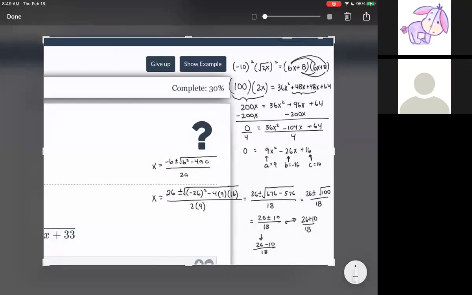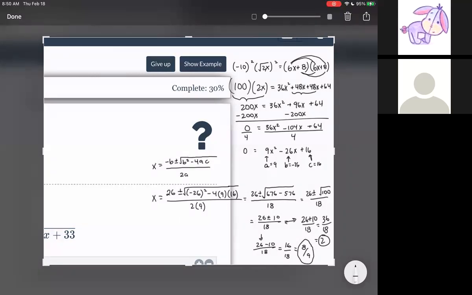So let's simplify some more. 26 plus 10 over 18 is 36 over 18, which is equal to 2. So here's one possible solution. When we use the quadratic formula, we got 2 as one possible answer. When we do the 26 minus 10 over 18, this is 16 over 18, which simplifies to 8 over 9. So here's another possible answer. So we have 2 possible answers, but once again, we must check by plugging it in. And so in just a moment, we'll check by plugging it in, but up till here, are there any questions?